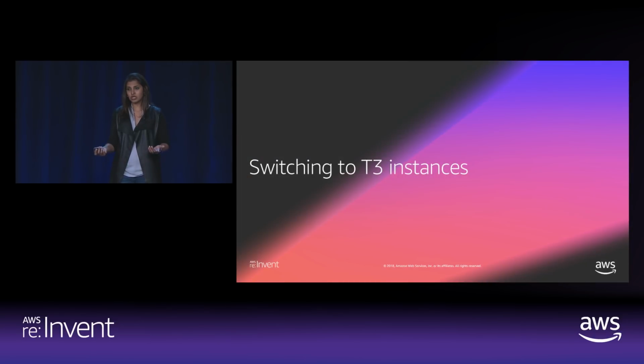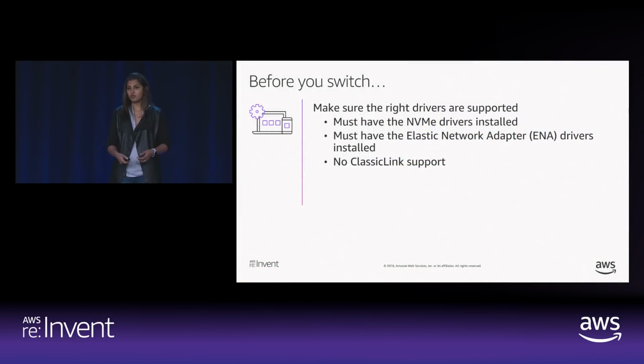Now, how do you switch to T3? It's pretty straightforward. We do have one requirement. You need to have the right drivers to run on the new Nitro system that T3 runs on. So it needs the NVMe drivers installed, and it also needs the Elastic Network Adapter drivers installed. We do not support ClassicLink on T3. We didn't support it on T2 either.